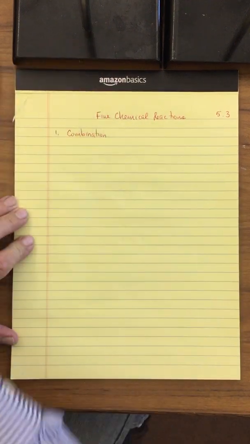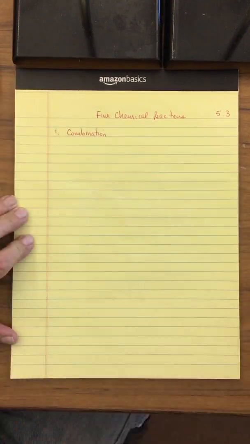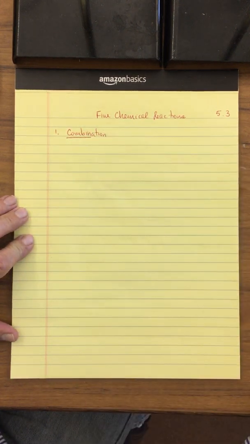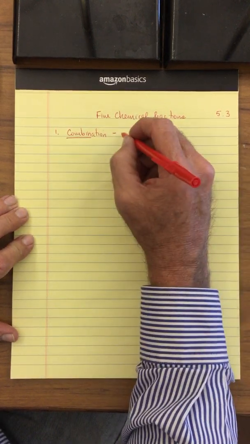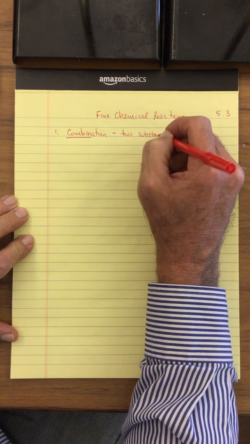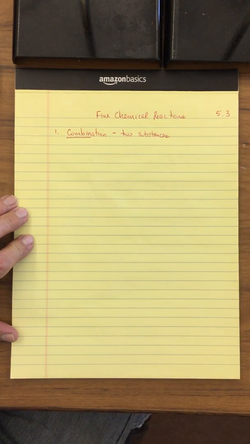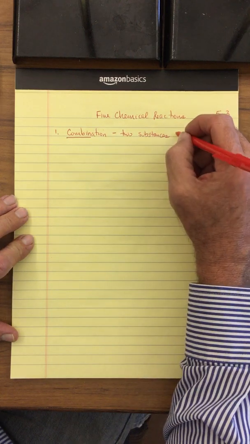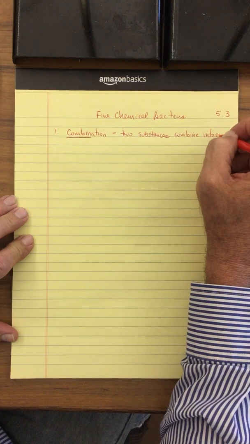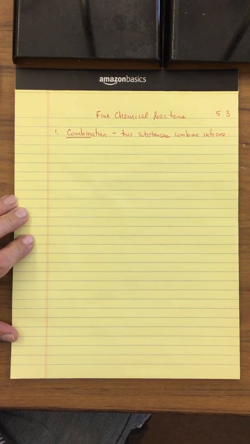So a combination reaction. Look at the root word of combination. What's the root word of combination? Hopefully you're seeing the word combine. With a combination reaction, this is when two substances, sometimes it could be more, but we're just going to say two substances combine into one. Two substances combine into one.